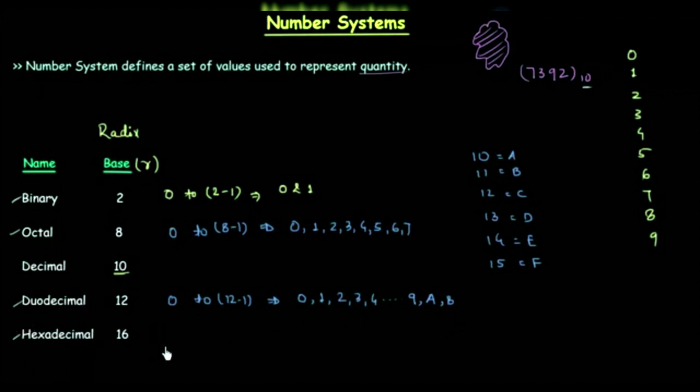For hexadecimal, we will repeat the same process: 0 to 16 minus 1. 16 minus 1 is 15. So we have 0 to 15. So 0, 1 all the way to F, because F is 15. This was the small introduction on number systems. In the coming presentations, we will see more details on them.